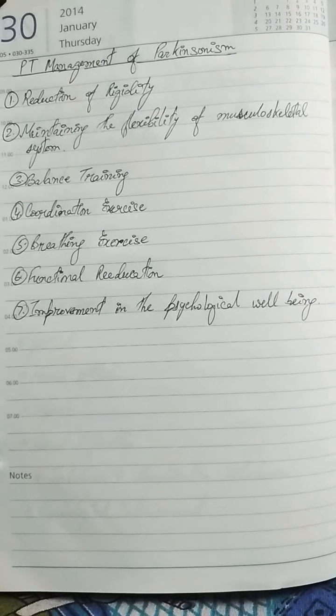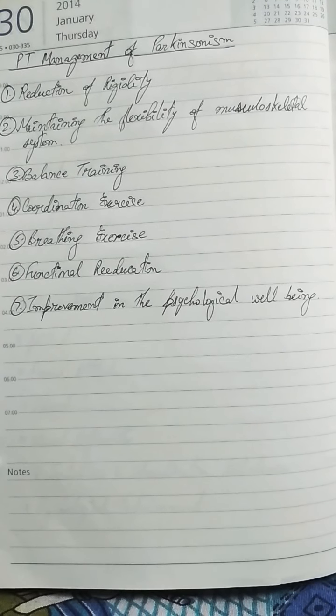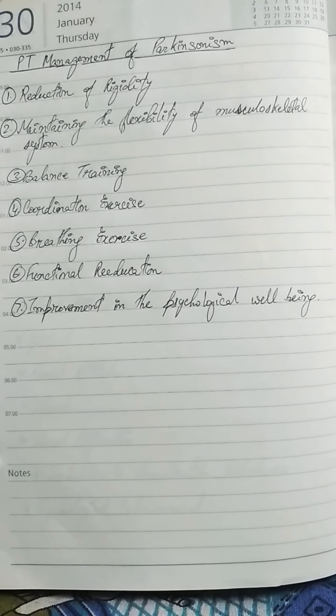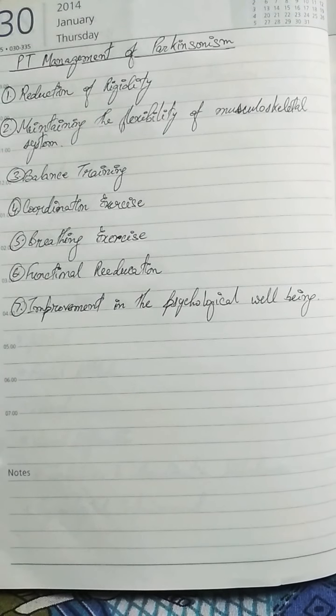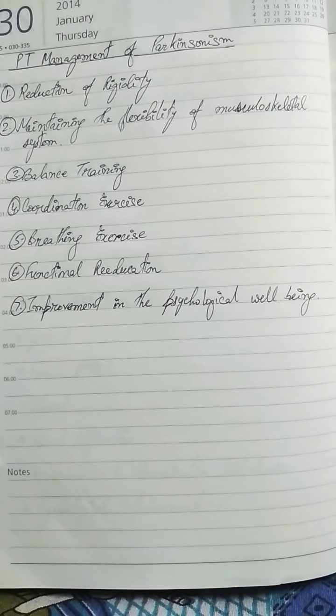Hello everyone, this is my second class on the topic of Parkinsonism. This is under the subject of physiotherapy in neurological conditions. When we talk about Parkinsonism, I have already said that this is a neurological disorder, and this is usually manifested by the presence of bradykinesia, tremor, rigidity, and balance and incoordination.